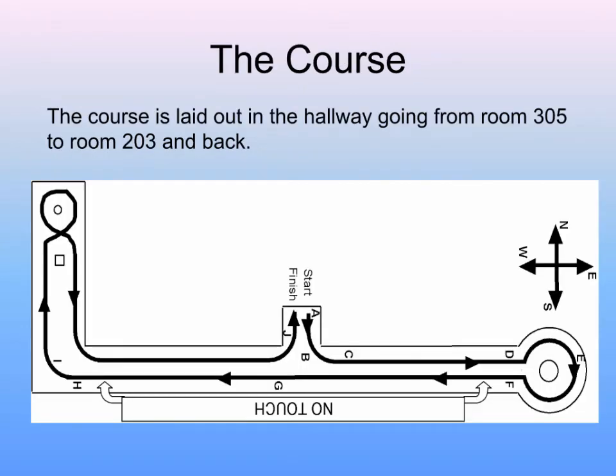So the course is laid out in the hallway going from 305 to 203 and back. The starting line is actually in front of room 302. Comes down to my room, goes back up to Mr. McDonald's, all the way over to Miss Campbell's, makes that cute little figure 8, and then comes back to Miss Hill's room, 302.